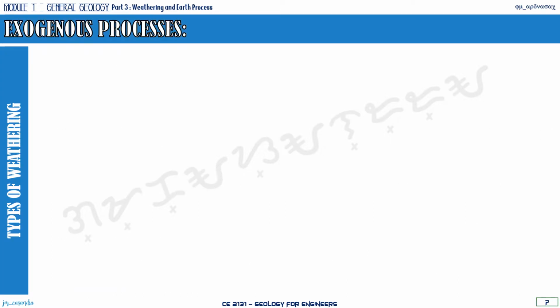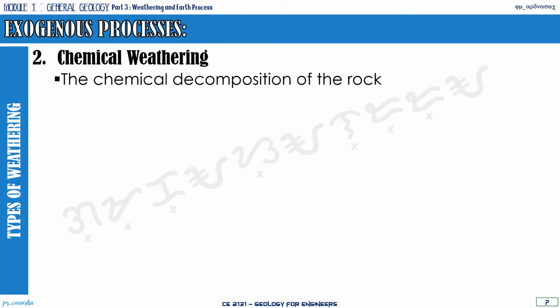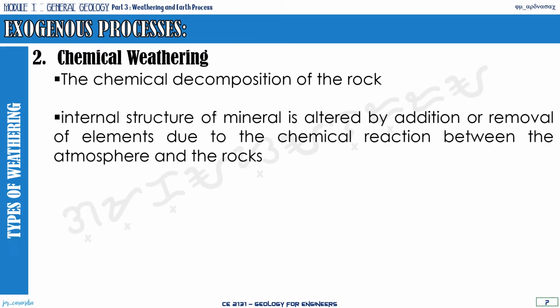Okay, the next type of weathering is what we call chemical weathering. From the term chemical, the breakdown is caused by the chemical decomposition of the rock, meaning the internal structure is changed through addition or removal of elements by chemical reaction. So for addition, it could have a chemical reaction with water, so its chemical composition changed. That is an example of chemical weathering.